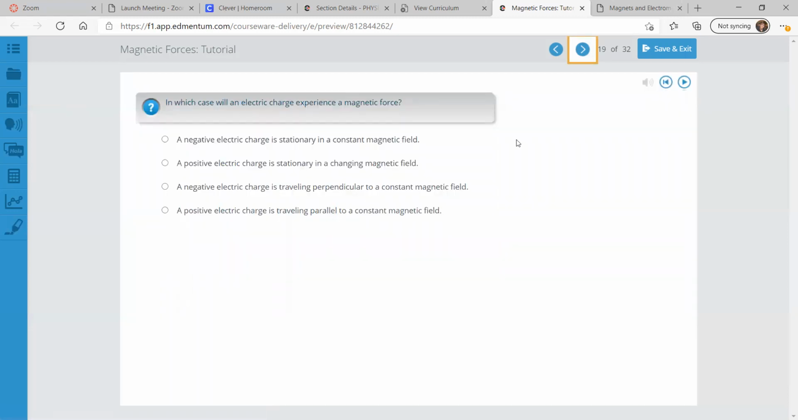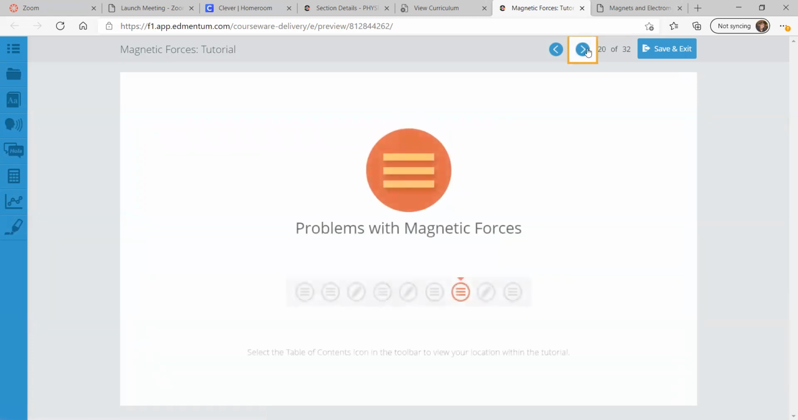In which case will an electric charge experience a magnetic force? Remember, a negative electric charge is traveling perpendicular to a constant magnetic field. And I'll stop here for now, and later we'll talk about the problems with magnetic forces.